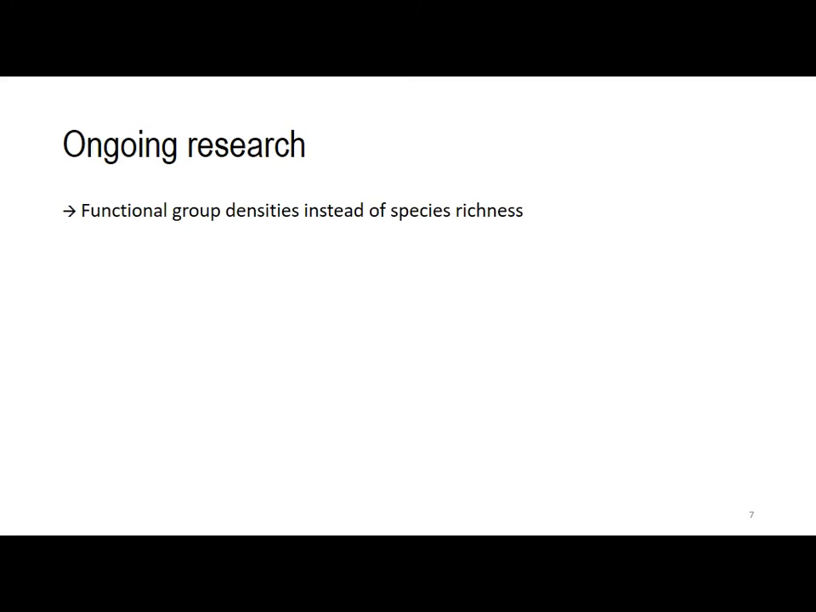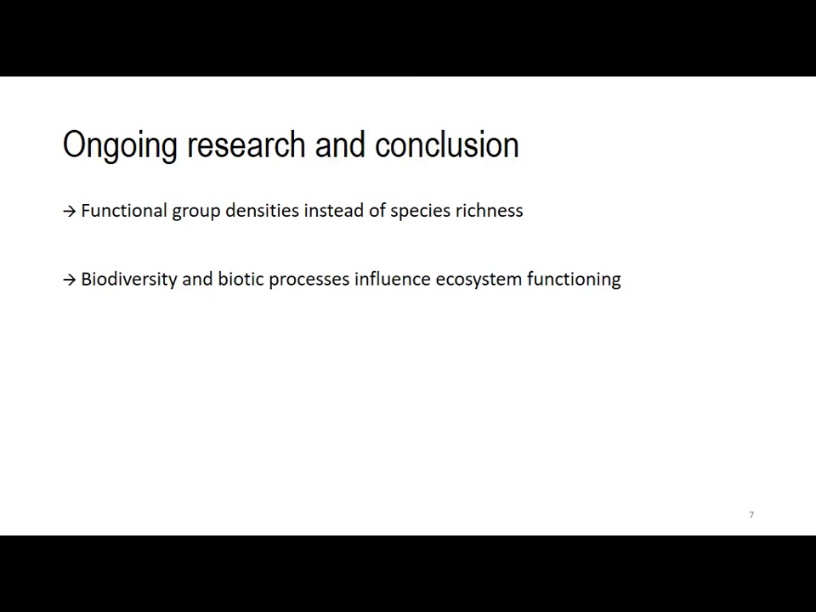Instead of looking at species richness, so the amount of species there, maybe we also want to look at the densities of the functional groups, so which species are there. But so far, we can already say that both biodiversity and biotic processes, so bioirrigation and bioturbation, play a role, and there's spatial and temporal variation.